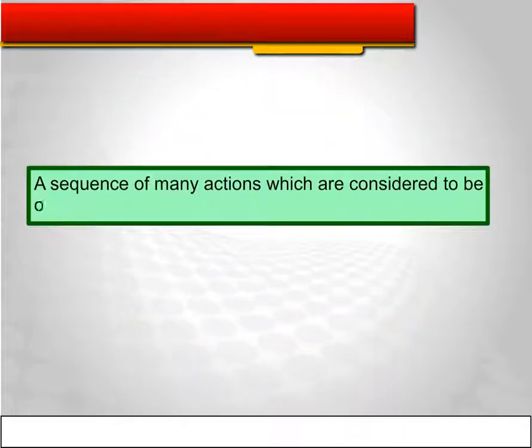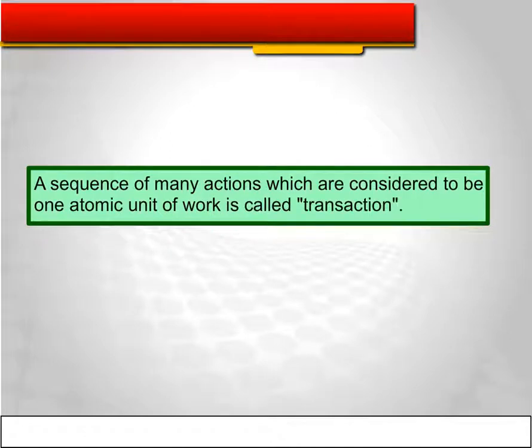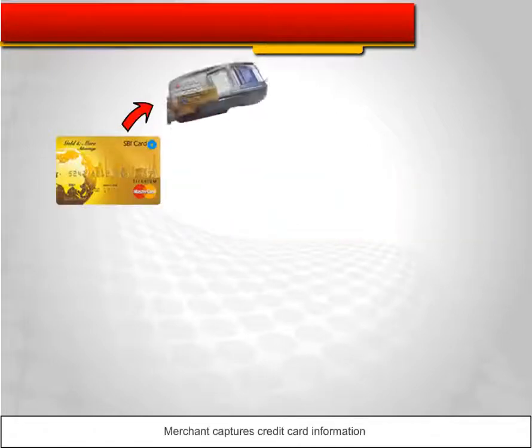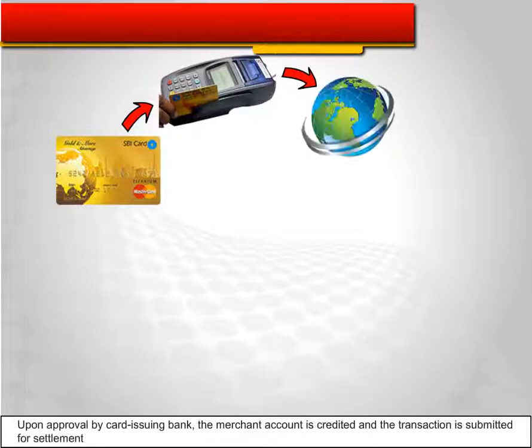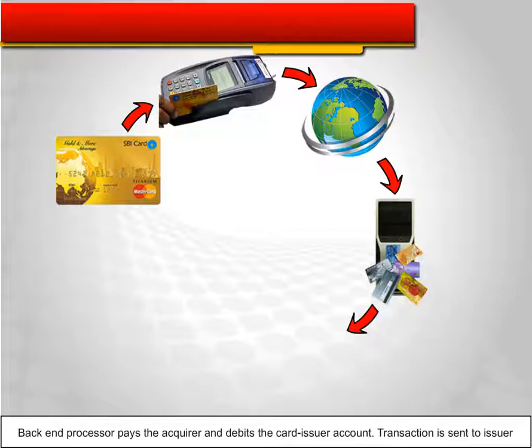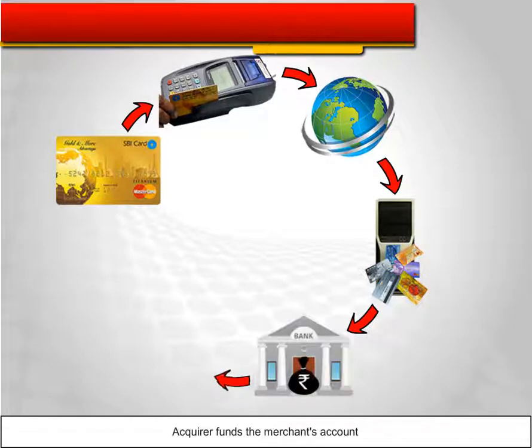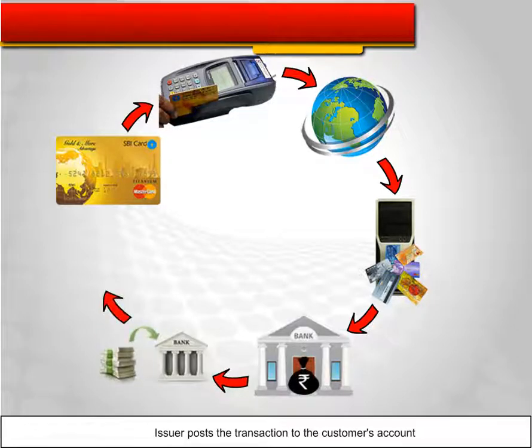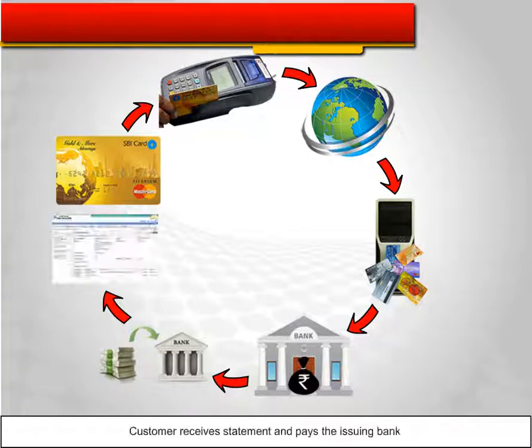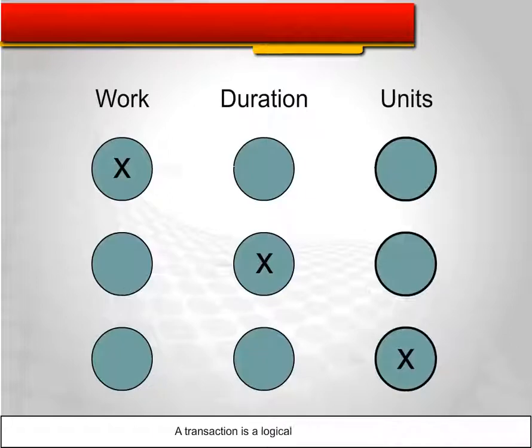Transaction. A sequence of many actions which are considered to be one atomic unit of work is called transaction. Customer pays with credit card. Merchant captures credit card information. Upon approval by card issuing bank, the merchant account is credited and the transaction is submitted for settlement.